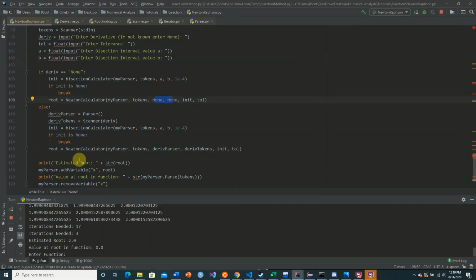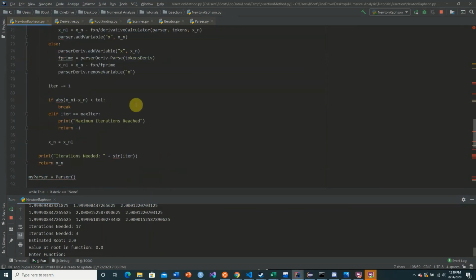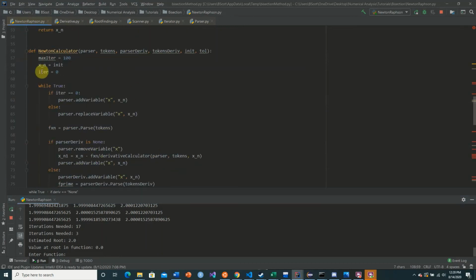So this just finishes up implementing our calculator within our Newton's method, and this is going to be a very powerful tool, and we're going to use it later in future videos.